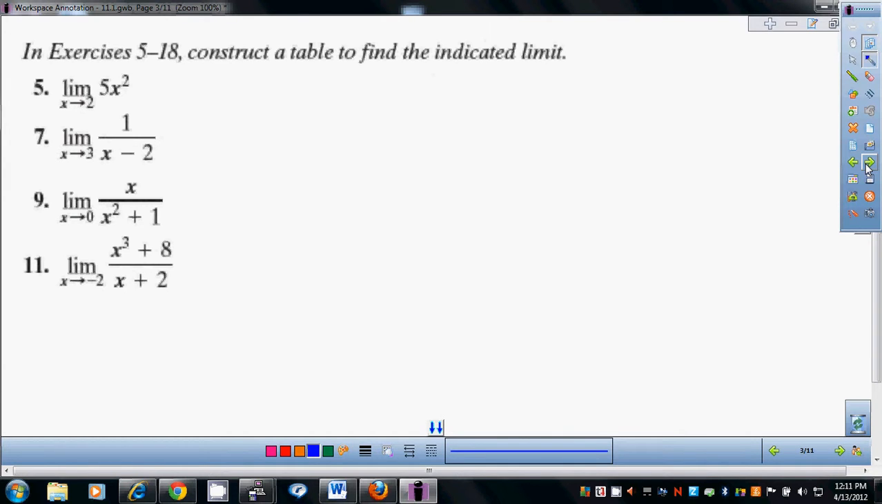Number 5, is it continuous? So plug in x. 5 times 2 squared. And what would it be? 20. Yeah, that's it.